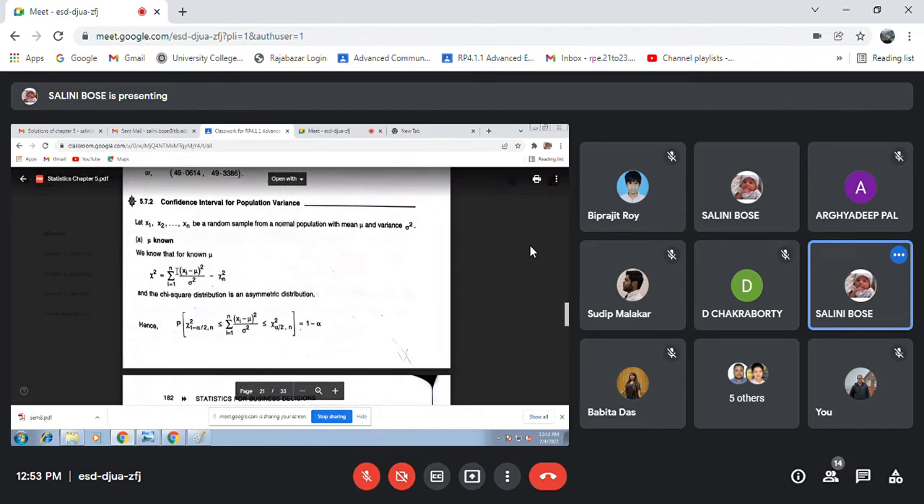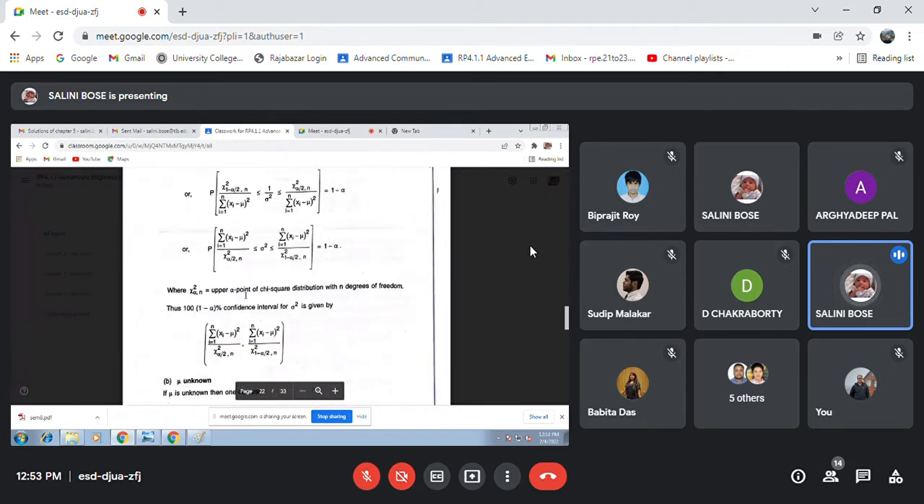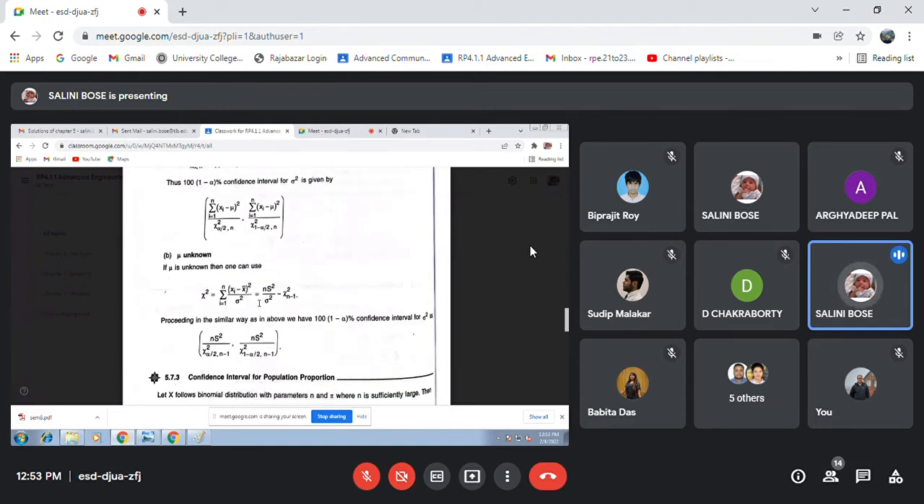That is why we are doing this in this formula, that is xi minus mu the whole square by sigma square. But when mu is unknown, then we can replace this formula with capital S square. And finally, the interval will be n S square by chi square alpha by 2 comma n minus 1 to n S square by chi square 1 minus alpha by 2, n minus 1. This formula, please, at home, write many times so that you can remember all those formulas.